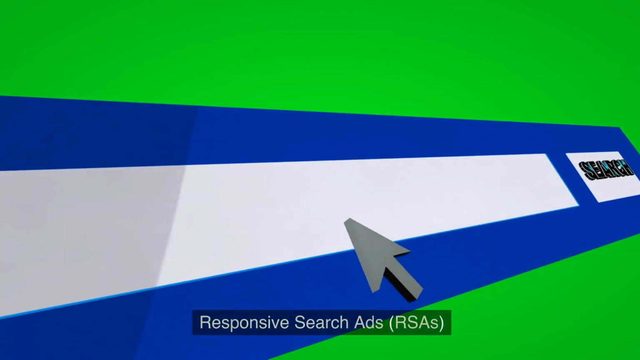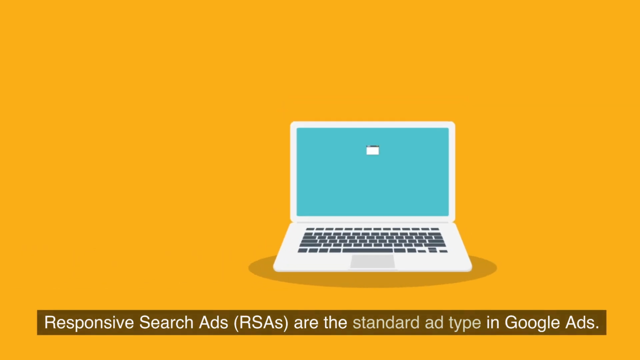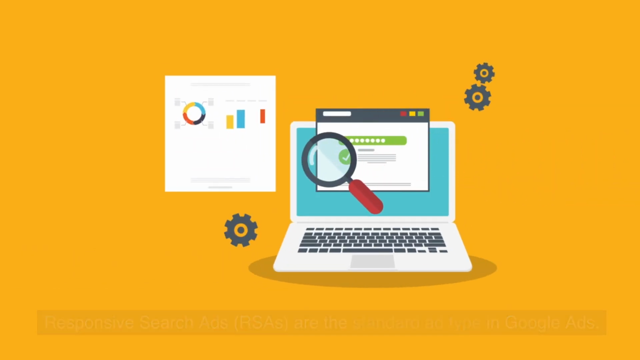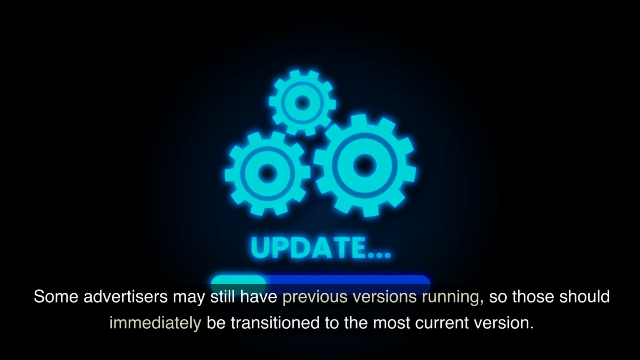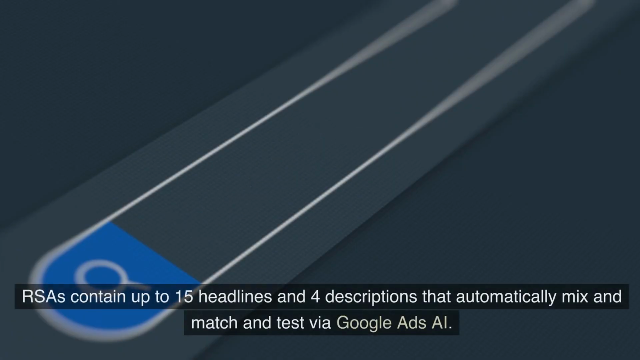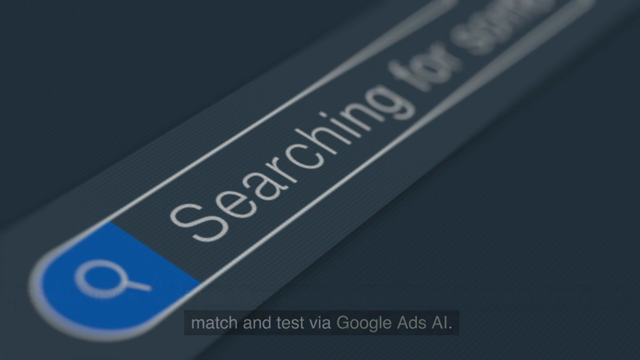4. Responsive Search Ads, RSAs. Responsive Search Ads, RSAs, are the standard ad type in Google Ads. Some advertisers may still have previous versions running, so those should immediately be transitioned to the most current version. RSAs contain up to 15 headlines and 4 descriptions that automatically mix and match and test via Google Ads AI.